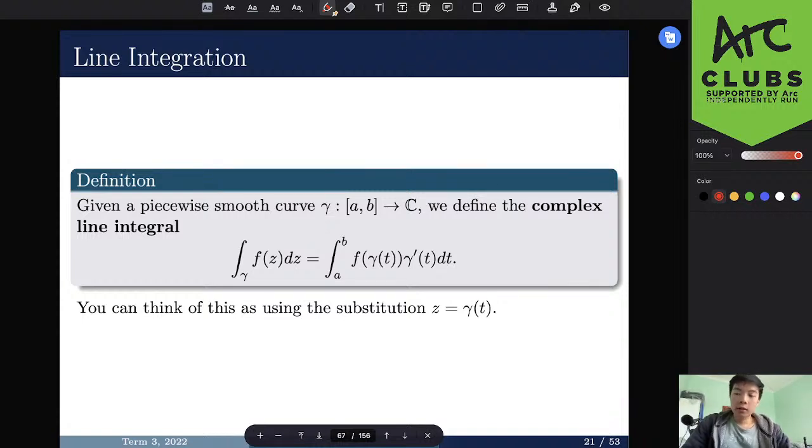So we can also define a complex line integral, which is essentially just having a u sub where z is equal to gamma of t, and gamma of t is a function representation of our contour gamma.